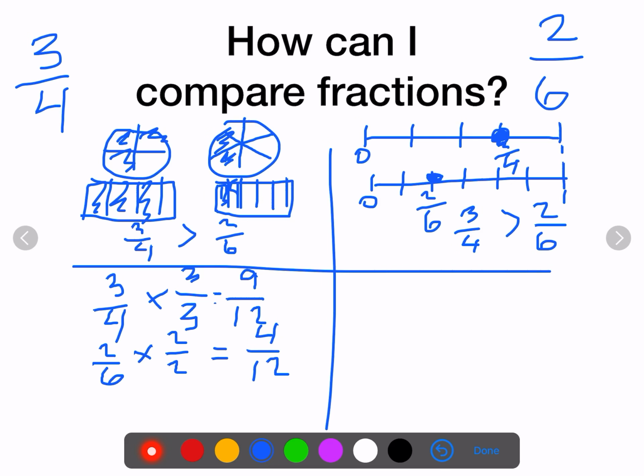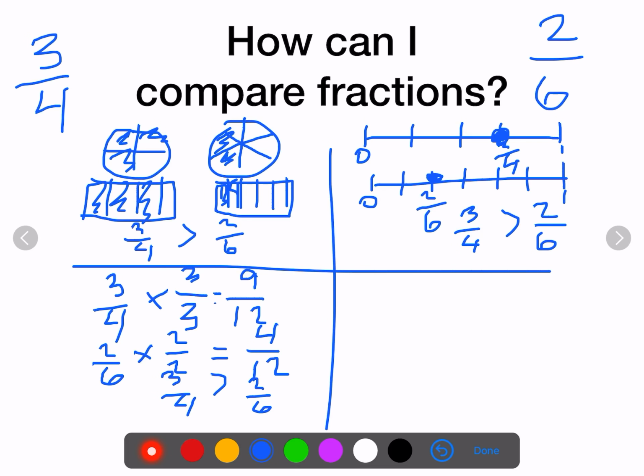When I look at those two numbers, I know that both of them are out of 12 equal pieces. So if I have 9/12, it's going to be more than 4/12. I just have more of the 12th pieces. So again, it shows us 3/4 is greater than 2/6. So that's by using a common denominator. When two fractions have the same denominator, you can look at the numerator, and the numerator that's greater is the greater fraction.